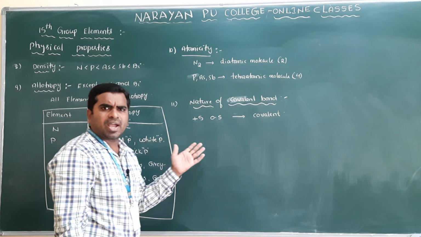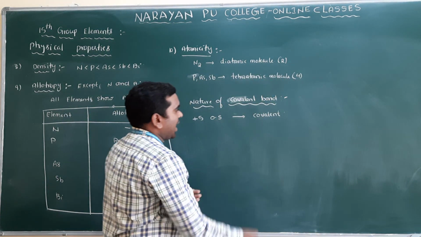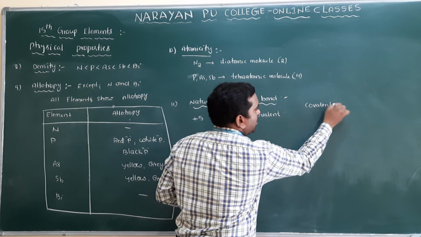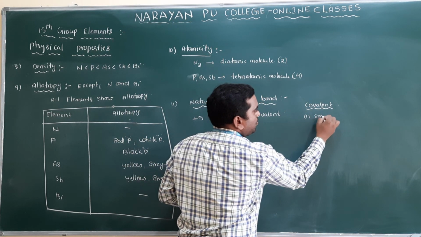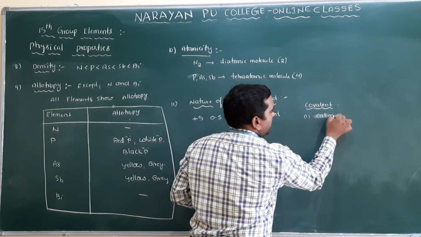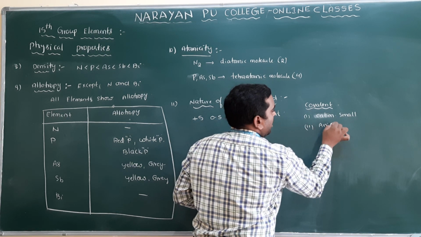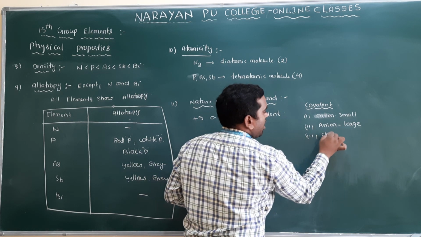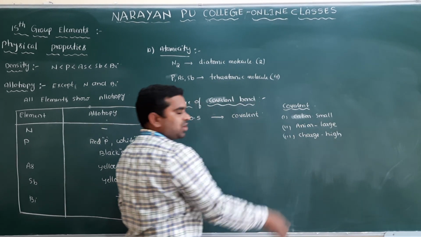Why? Because according to Fajan's rule, you might have studied in first year. What is Fajan's rule? For the covalent bond, what is the requirement here? Cation should be small. Cation should be small. Clear? And second, anion should be large. Anion should be large. And third, charge should be very high. Charge is high. These are the three main important points.